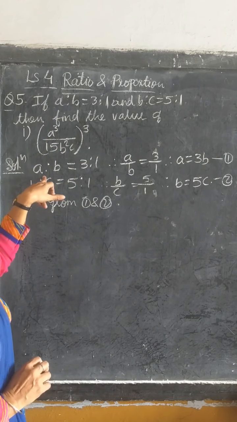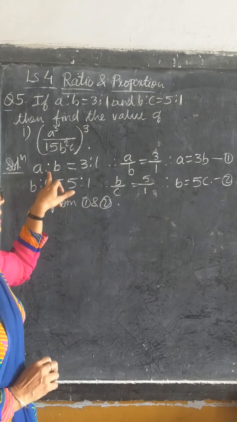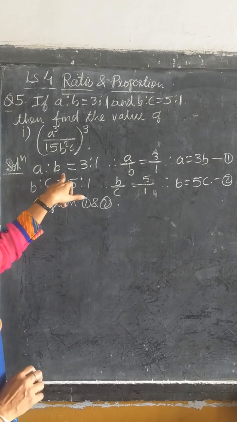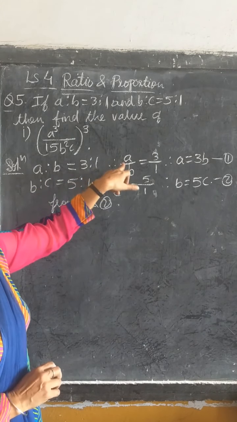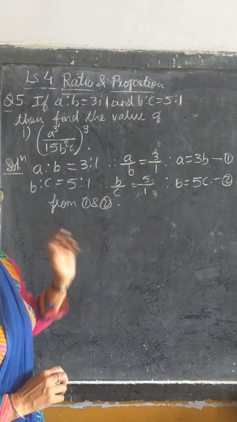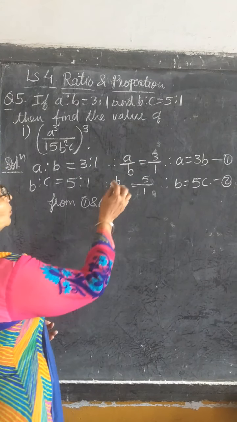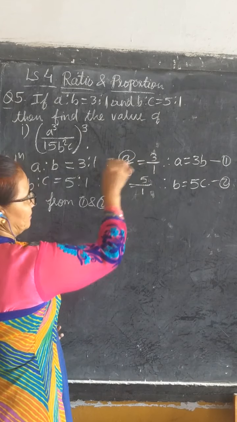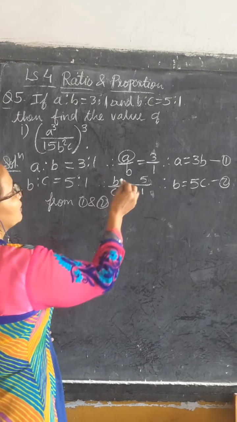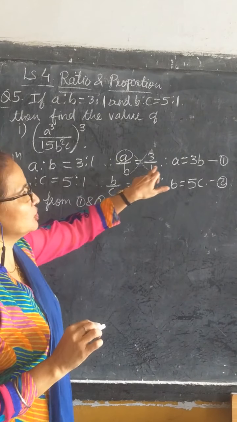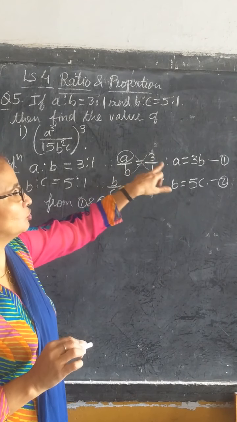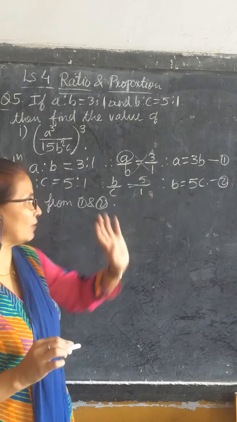Okay, now children see, whatever is given, that we have to use. Now given to you is A is to B is equal to 3 is to 1. Now A is to B can be written as A by B is equal to 3 by 1. Now from here we will find the value of A. To find the value of A, you have to use cross multiplication. So A into 1 is equal to A is equal to 3B. Let us give this as number 1.